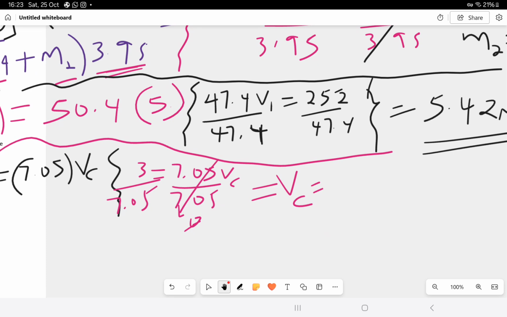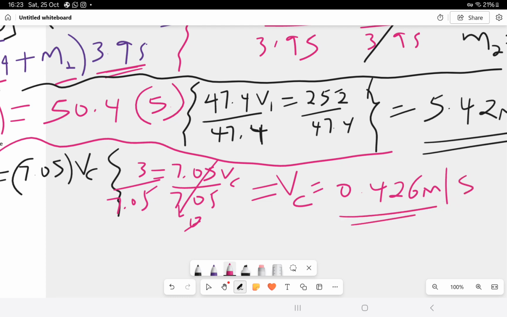3 divided by 7.05 and you get 0.426 meters per second. Easy, right? Thank you. Next, let's read the next question.